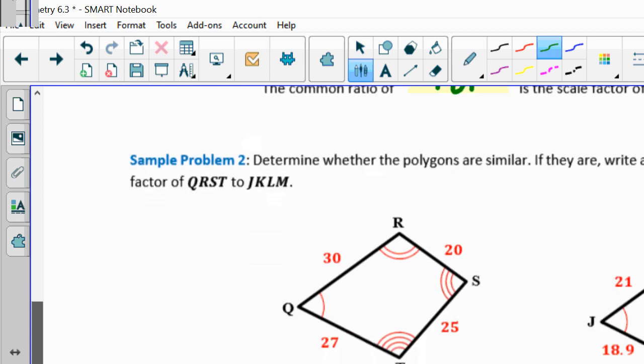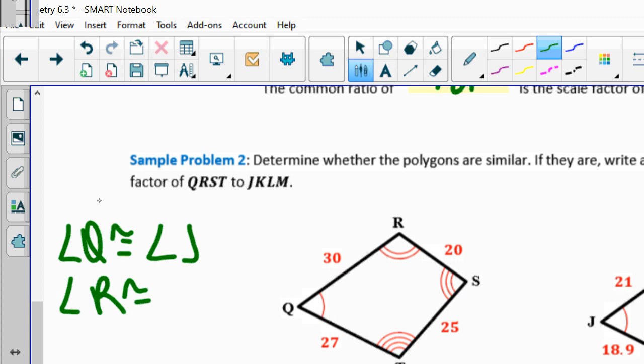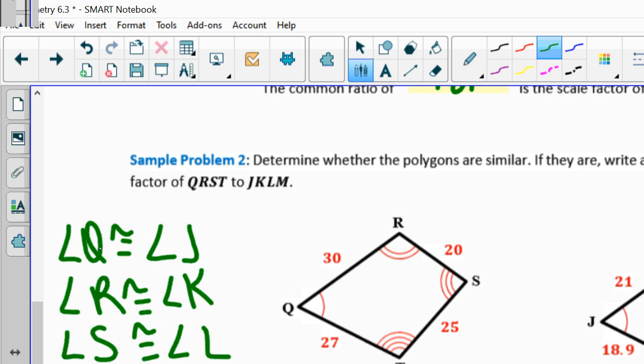All right. Determine whether the polygons are similar. If they are, write a similarity statement and find the scale factor of QRST to JKLM. So I see the angle Q is congruent to angle J because they have the same markings. Angle R is congruent to angle K. Angle S congruent to angle L. Angle T congruent to angle M. So the angles are all congruent, corresponding. So now I need to see if the corresponding sides are proportional.